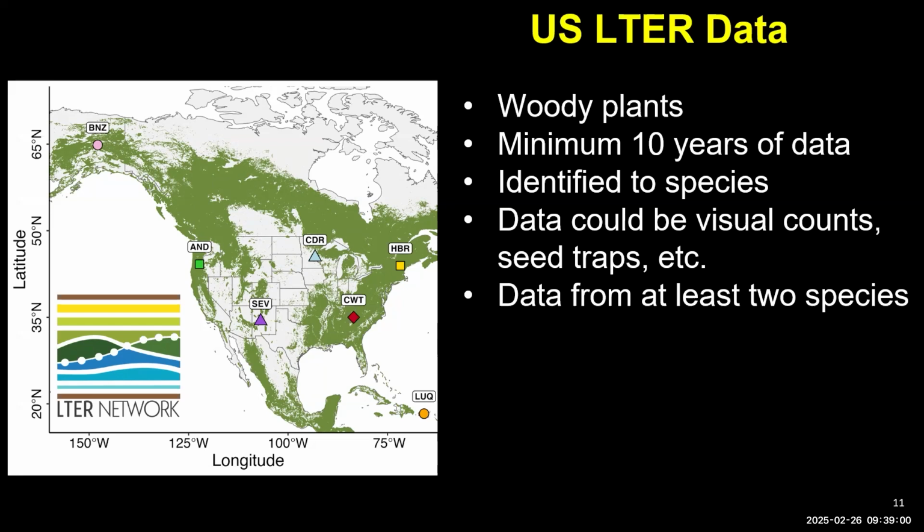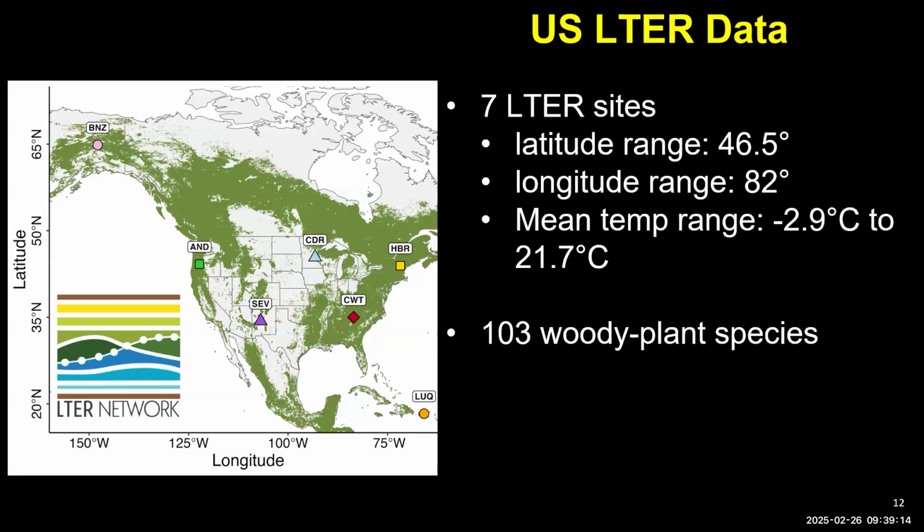And to be included here, there had to be data from at least 2 species because we're interested in this idea of cross-species synchrony. So synchrony in reproduction over time by co-occurring species. And you can't do that if you only have 1 species. So we ended up with data from 7 LTER sites across a large latitudinal range. So we have Luquillo, Coweeta, Harbor Brook, Cedar Creek, Sevilleta, Andrews Forest, and Bonanza Creek, and a large longitudinal range. And really different climate conditions here too.